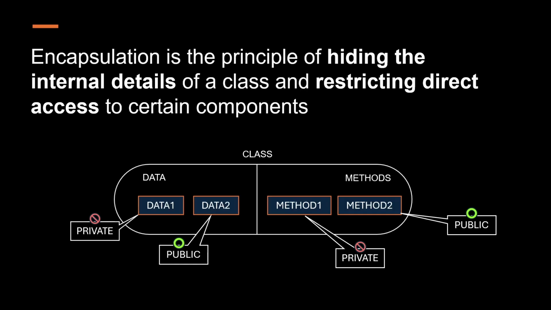Similarly, the methods. Method 1 is private. Only the class itself can use this method. It's hidden for external access. Method 2 is public. This means the method can be called from outside the class, allowing controlled interaction with the object's state. We will look at this and understand it better.